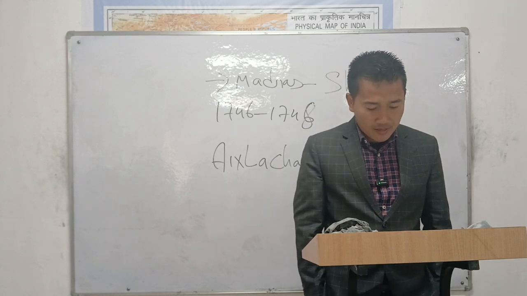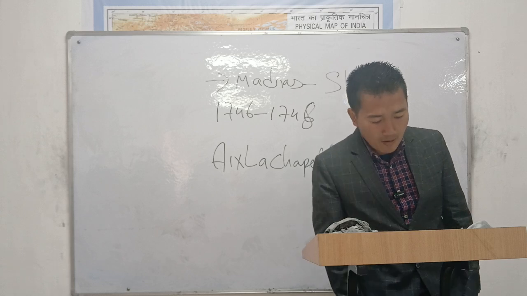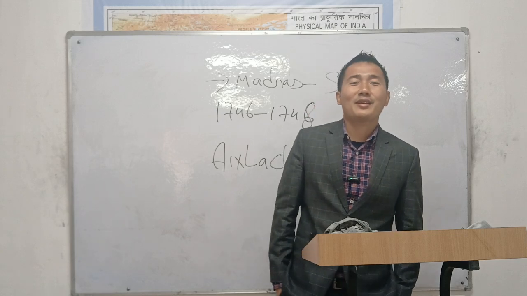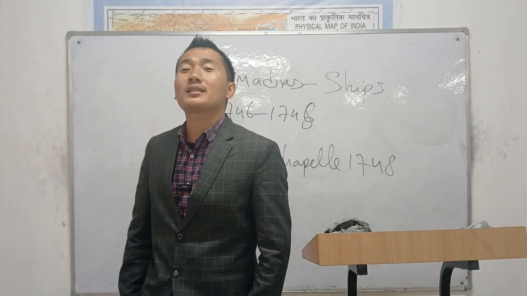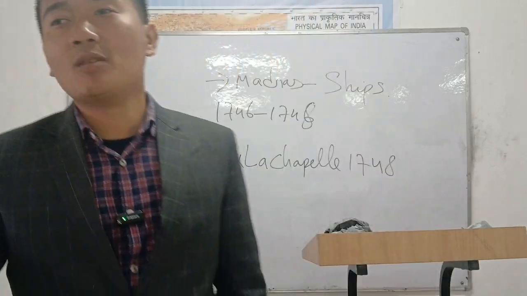And thus began the first Anglo-French war. The English captured some French ship, and France in return captured the city of Madras. Only by the Treaty of Aix-la-Chapelle did the first Anglo-French war come to an end. So let's see what this treaty is.